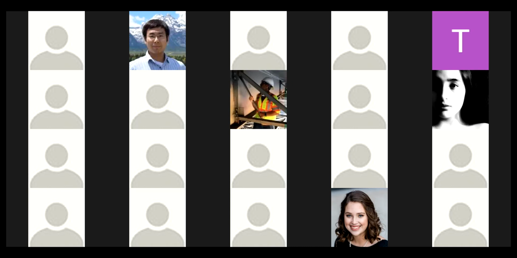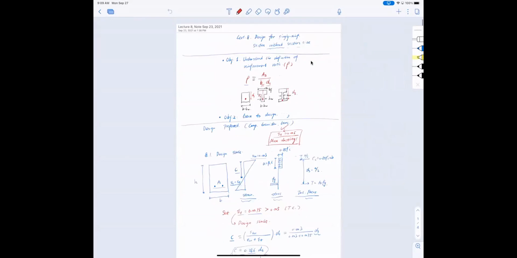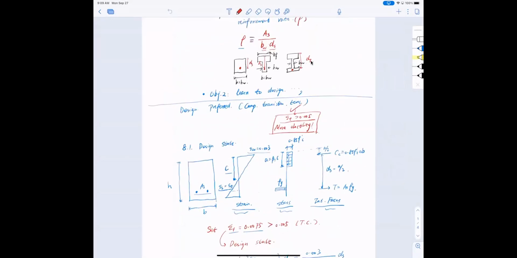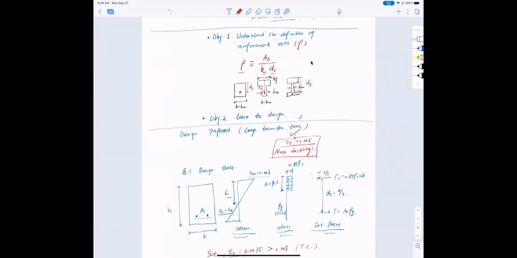All right, so let me share my screen and go over the design for singly reinforced section, okay? We have talked about design for singly reinforced section before. Last week, when we talked about design for singly reinforced section, we meant design for reinforcement. But last Thursday, when we talked about design, we actually meant to design an entire section without knowing anything. That means no geometry, no reinforcement, no nothing, right?